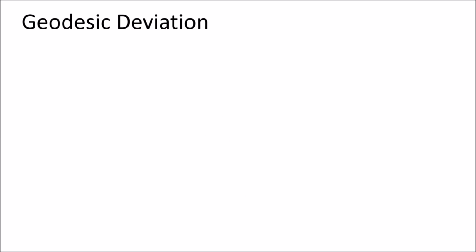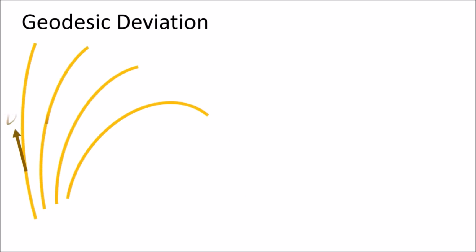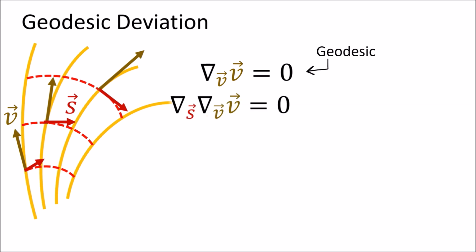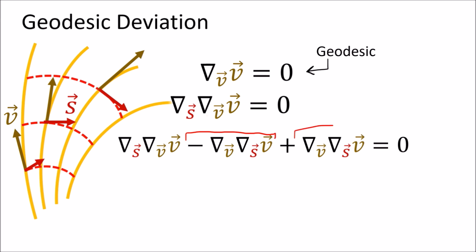Now, recall that when we have a family of geodesic curves with a tangent velocity vector field v, we can also look at the separation vectors along these curves, which are given by the vector field s. And we showed that, starting with the standard definition of a geodesic, which is parallel transporting a vector along itself so that the covariant derivative of v in the direction of v is 0, we can take the covariant derivative again in the direction s on both sides, and then subtract and add this term.